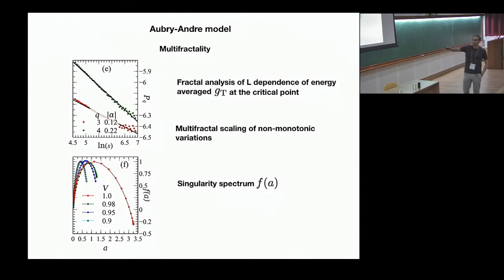So you think of G as a function of L as a time series, think of L as time. Then you can look at different blocks of length, or different blocks of time, and ask what the variation of G is within those blocks. From that, you can do a multifractal analysis and get what's called a singularity spectrum. The important thing here is that the wider the singularity spectrum is, the larger the spread of these exponents. And you have a pretty wide singularity spectrum exactly at the critical point.